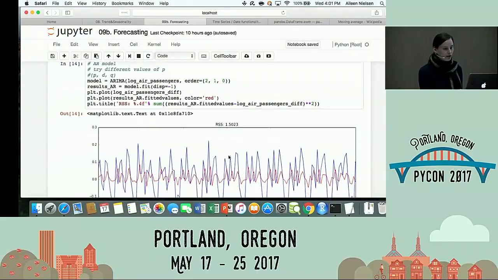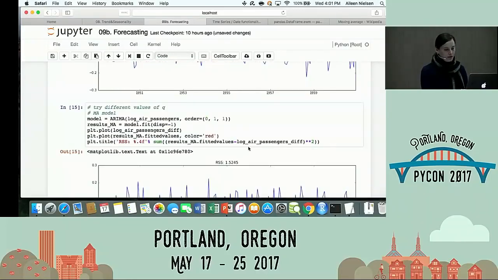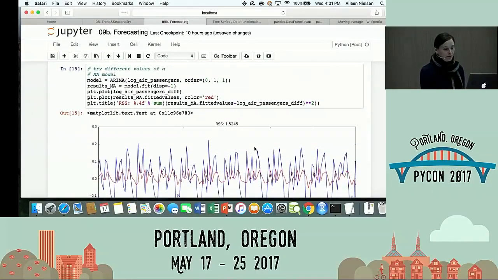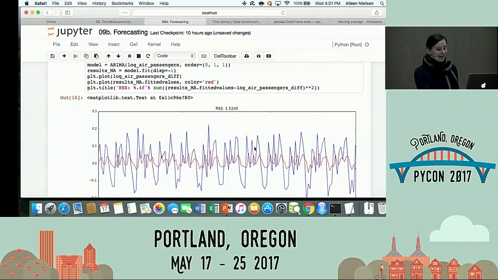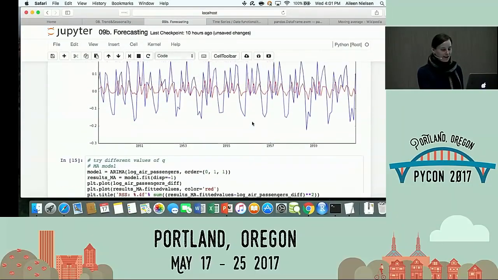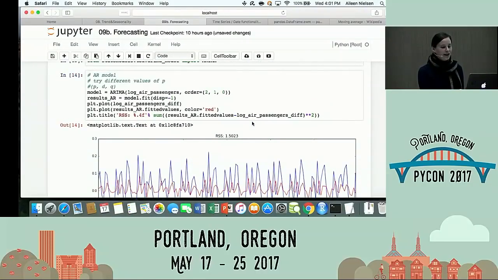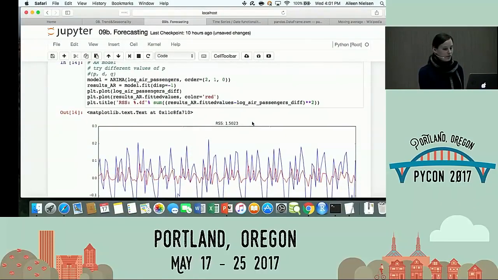So now let me try a model with a moving average and see how that does. I get rid of the P term for my autoregressive. I have one difference, that's just intrinsically there, and I do an order of 1 moving average. I guess that looks okay too. They look about the same, and if you look at the sum square error, they're about the same. So it's not clear that either of them is doing such a bad job or such a great job.